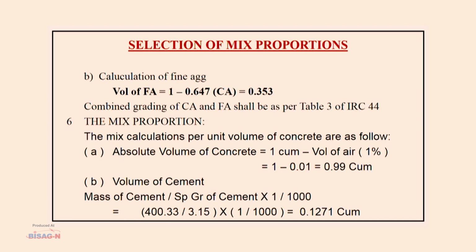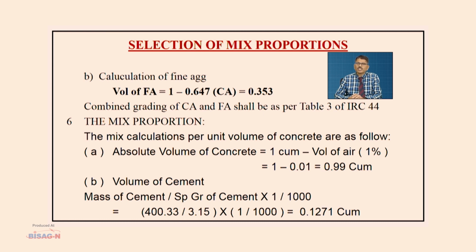After knowing the coarse aggregates, we can easily find out the quantity of fine aggregates. The volume of fine aggregates is 1 minus 0.647, that is 0.353. So, with this mixture of coarse and fine aggregates, it should pass the grading of Table 3 of IRC 44. Again, the mix proportion. The mix calculations per unit volume of concrete are as follows.